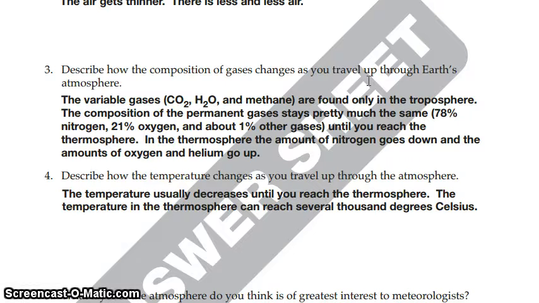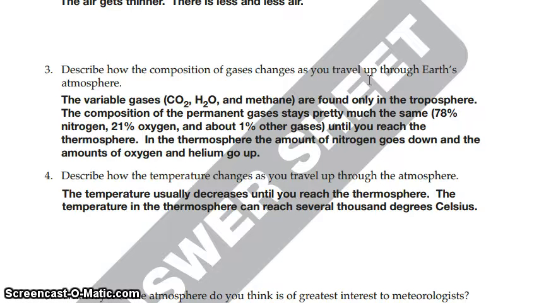Looking at the composition of the permanent gases, things like nitrogen and oxygen are going to remain the same, close to that 78 and 21%, almost all the way through the different layers of the Earth's atmosphere, all the way up to the mesosphere, and then the thermosphere is where it really changes. And when we get to that thermosphere, the amount of nitrogen is going to go way down, and the amount of helium especially is going to go way up and increase very high.